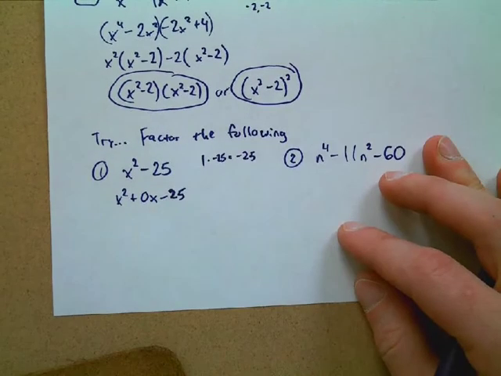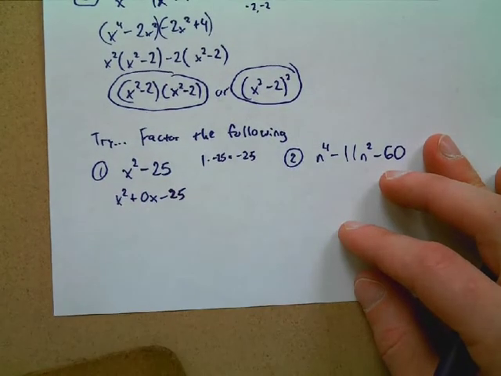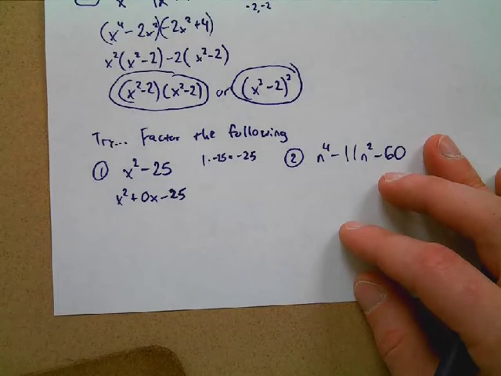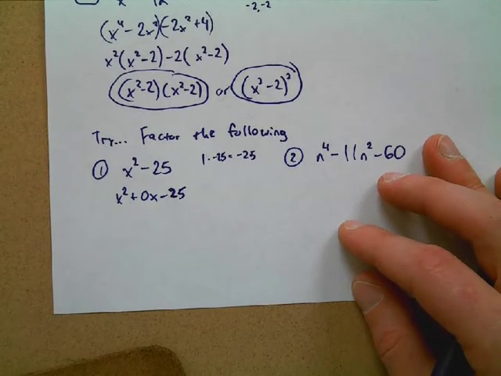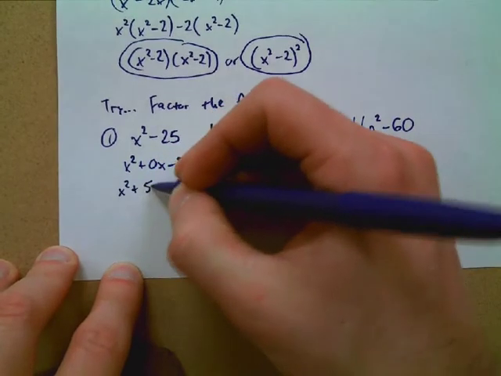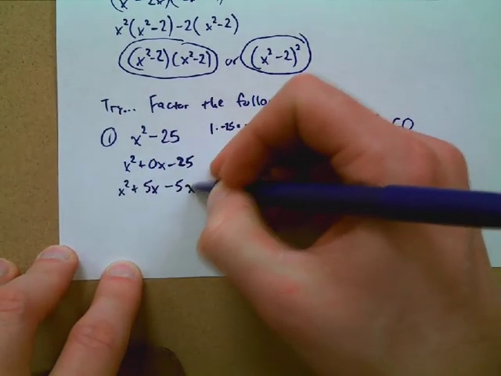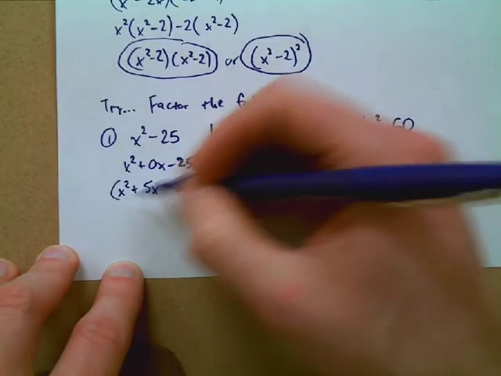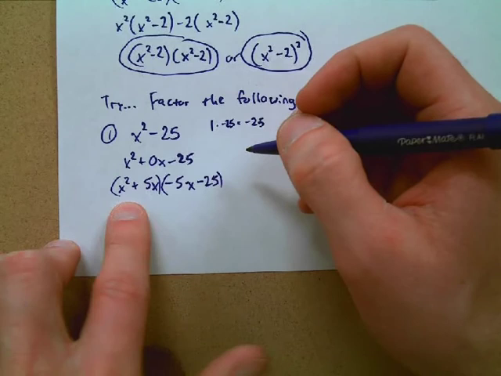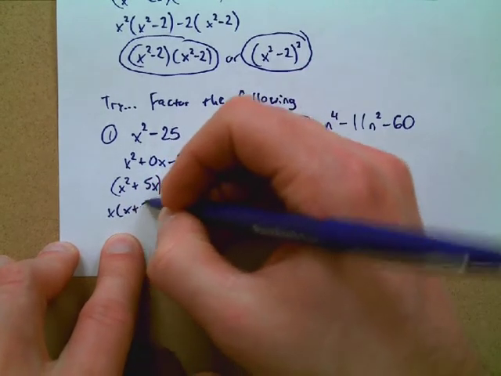Okay, so we need two numbers that multiply to negative 25, but add to make that middle term 0. So think of what two numbers multiply to make 25? Right. If we need a negative 25, one will be positive, one will be negative. And what's 5 plus negative 5? There it is. You got it. So x squared plus 5x minus 5x minus 25, right? We can break up that middle term there. Group the first two, group the second two. From this group, Hannah, what can we take out? An x. You got it. And we're left with x plus 5. From this group, Hannah, what can we take out?